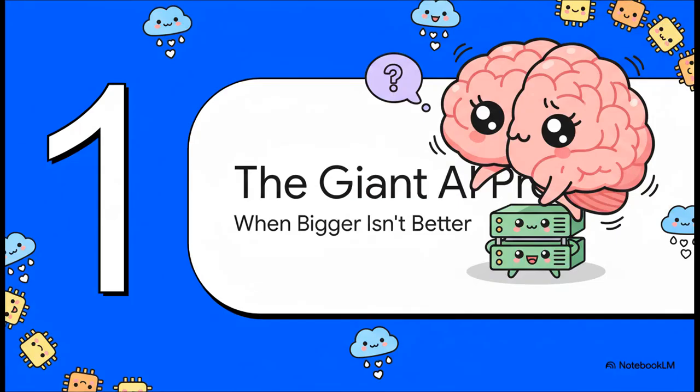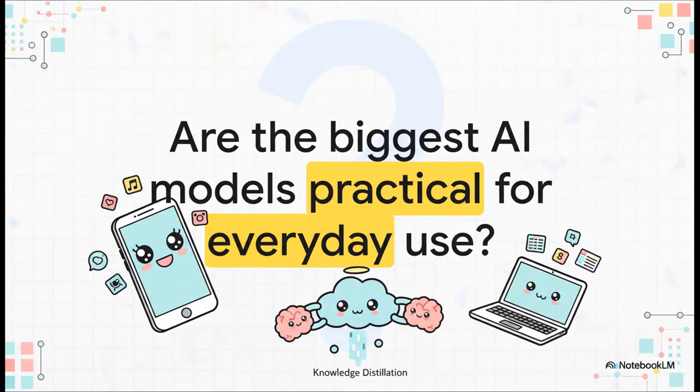Section 1. The giant AI problem. We've all been led to believe that bigger AI means better AI. But as we're about to see, that's really only half the story. Sometimes bigger is, well, it's just not better. So let's just ask the big question right up front. These massive, super powerful AI models are incredible for sure, but can you actually use them in the real world? Like for the apps on your phone or the tools you use for work every single day?